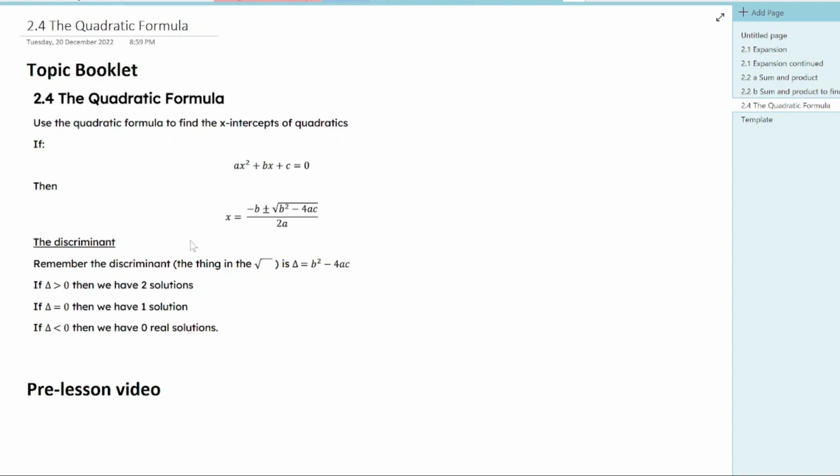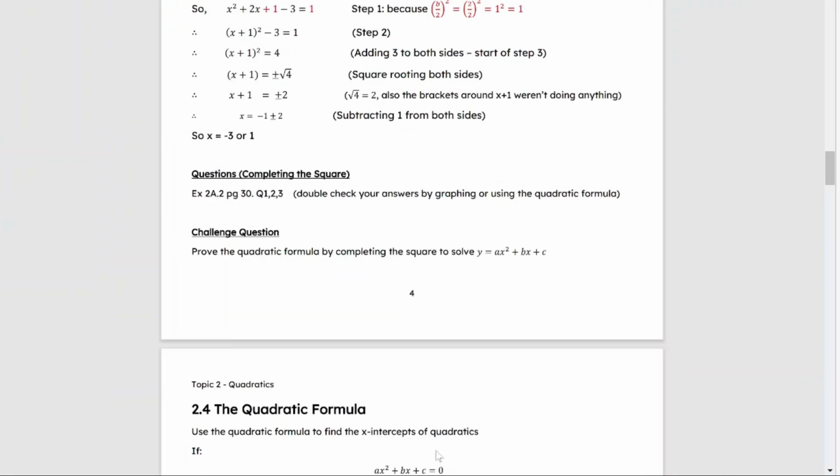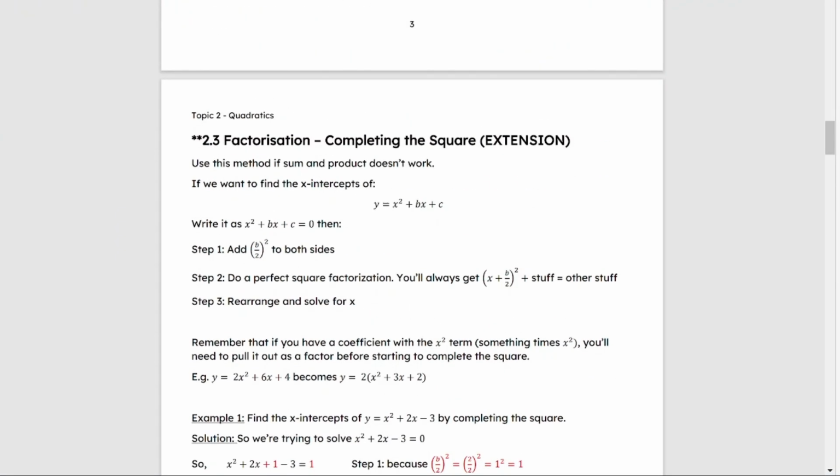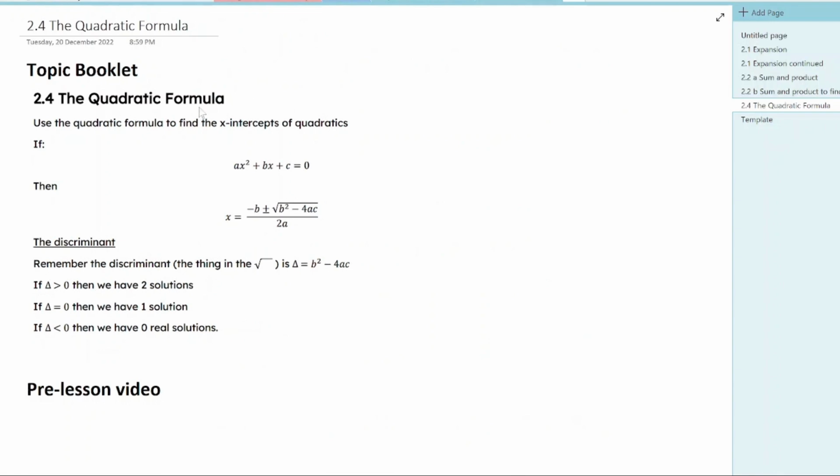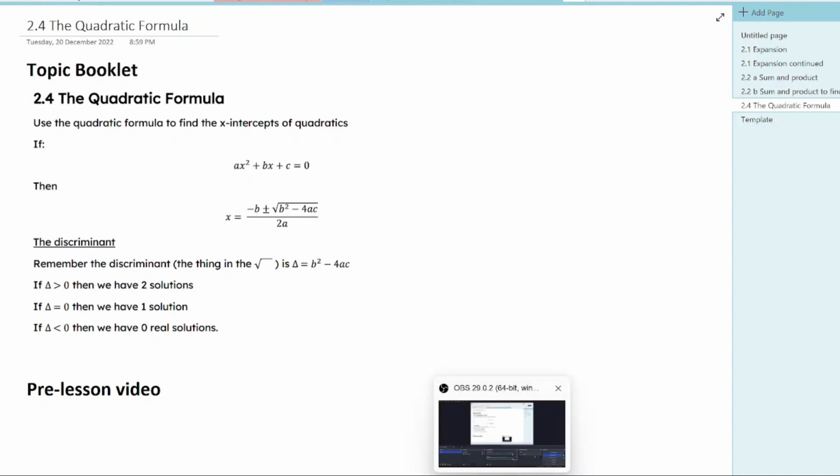So if you're wondering where it comes from, I have put a little extension bit in the topic booklet called completing the square, and that's sort of where the quadratic formula comes from. But you don't need to know that to use the quadratic formula. I mean, there it is, the quadratic formula. We can just use it. But if you do want to know where it comes from, have a look at completing the square.